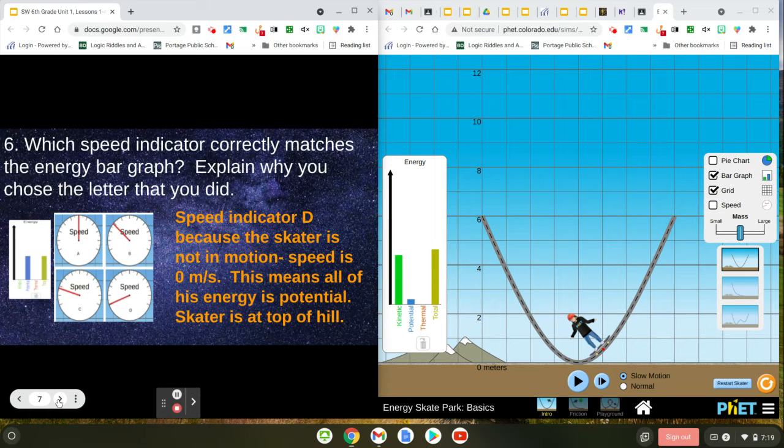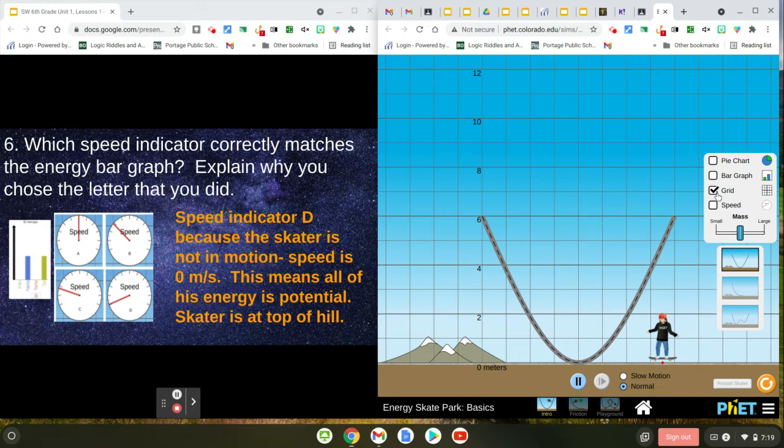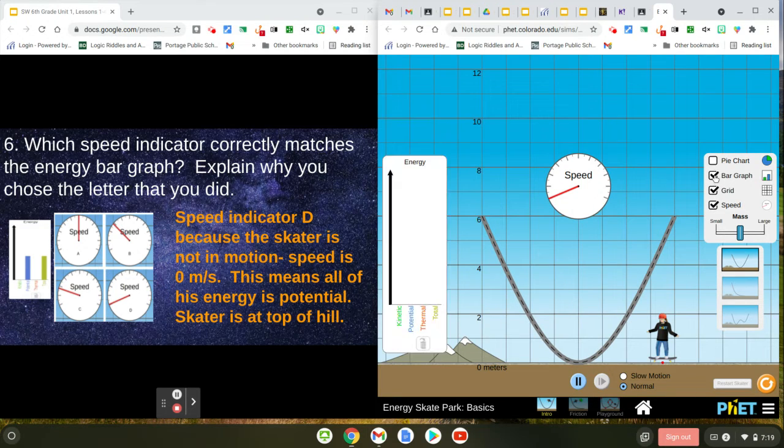Okay, so which speed indicator? Let's take a look at our speed. We'll put speed, grid, bar graph. Okay, which speed indicator correctly matches the energy bar graph? The energy bar graph has all potential, no kinetic. And speed indicator D is this one right here, where it's at 0.